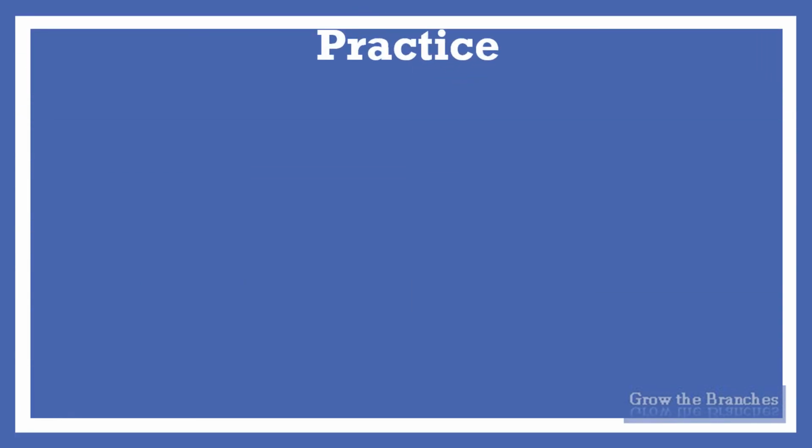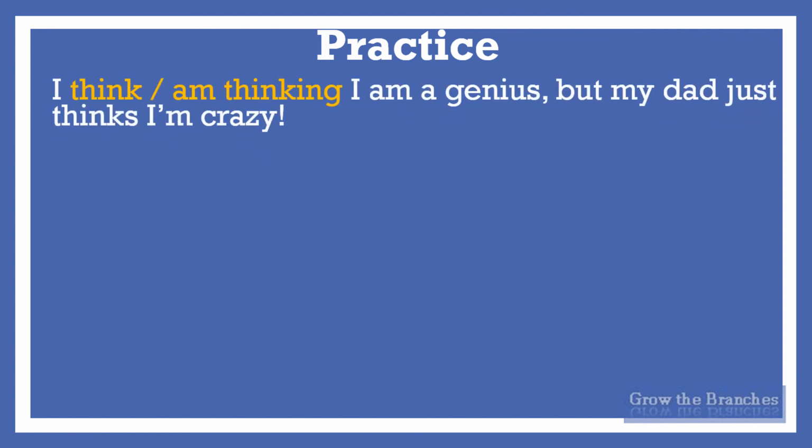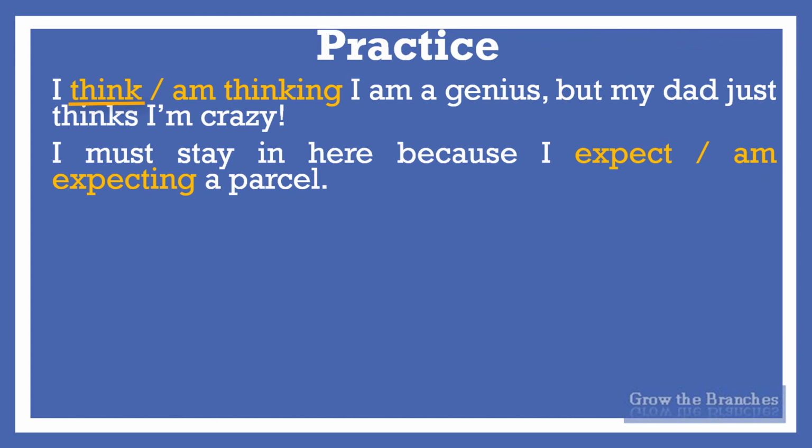Let's practice. Choose between the simple form and the continuous form to complete these sentences. I think, I'm thinking I'm a genius, but my dad just thinks I'm crazy. The answer? Think. We use the simple aspect and here it is the simple present because it is a verb of mental activity. I'm staying here because I'm expecting a parcel. I'm expecting because it expresses an action happening now at the present time and at the moment of speaking.